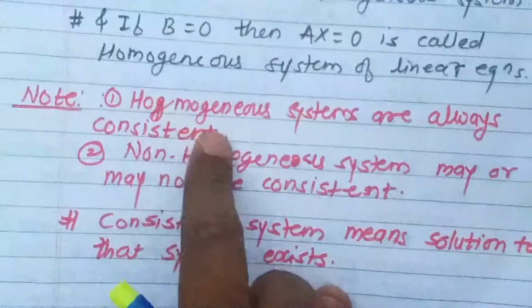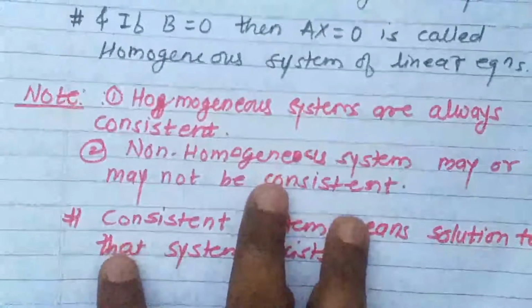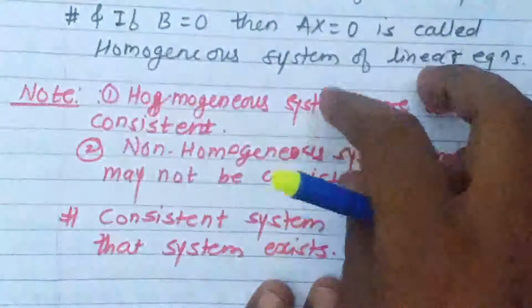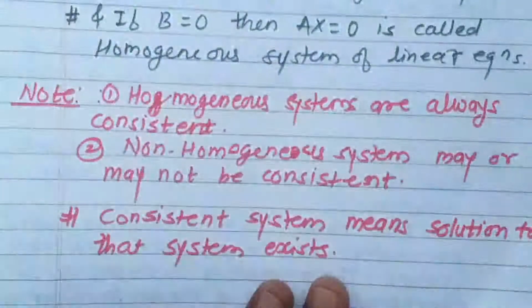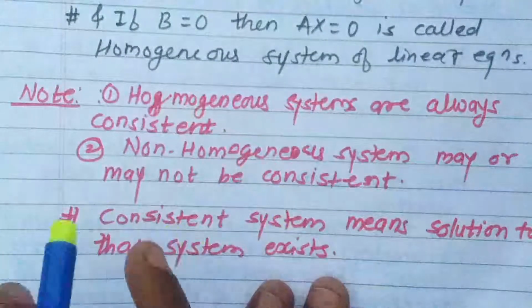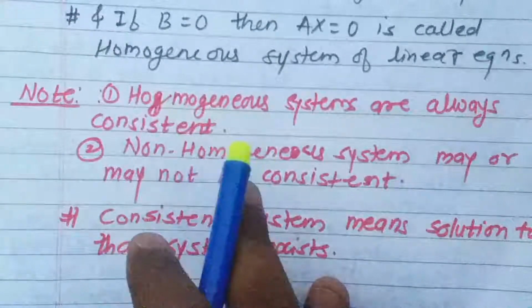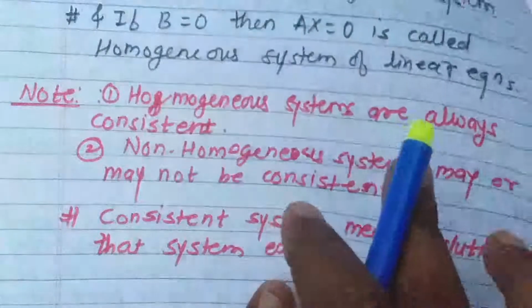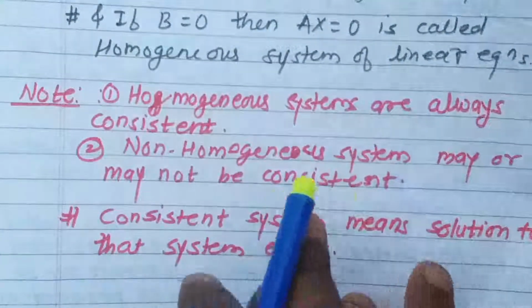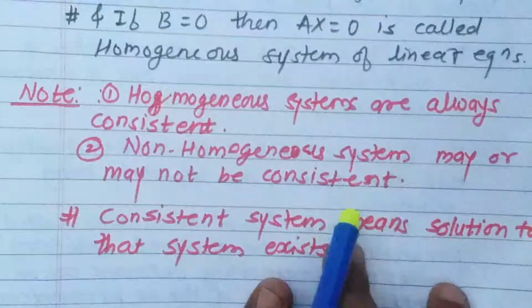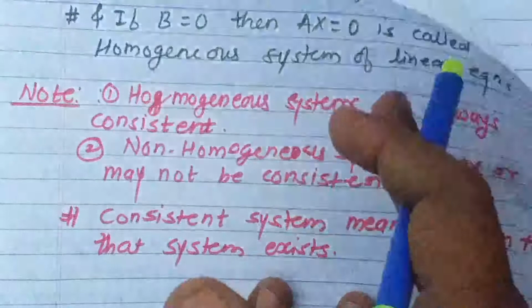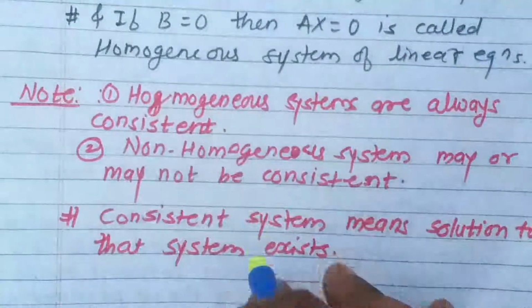Very important: homogeneous systems are always consistent, meaning whenever we have a homogeneous system in front of us, it will always have a solution, and there is no need to check whether it has a solution or not. But whenever we have a non-homogeneous system, we need to first check whether it is consistent or not. For checking the consistency of a non-homogeneous system, we have some conditions. Those conditions we are going to discuss next.